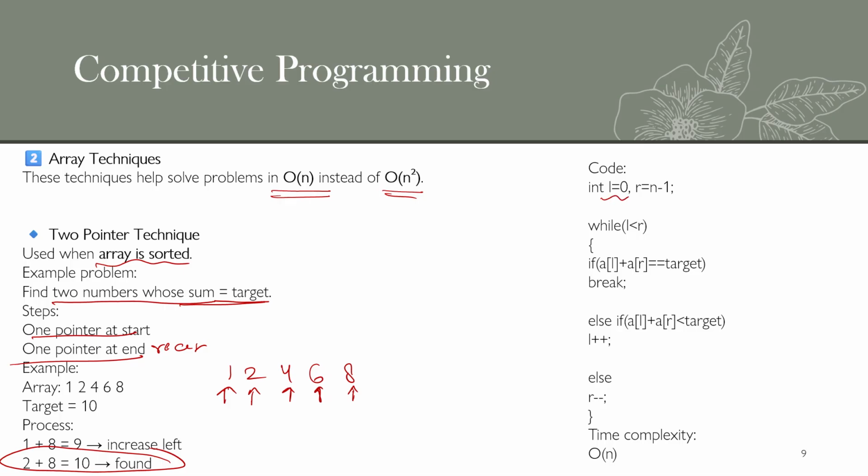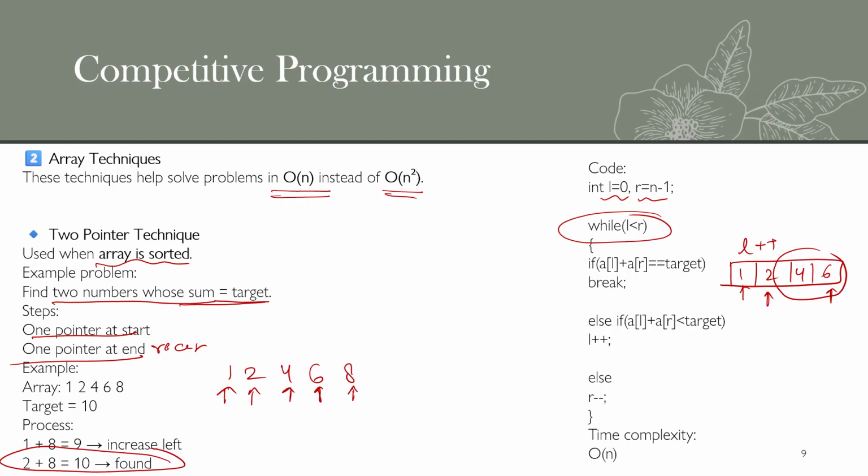One is at start, 0 index, one is at n minus 1 index, till your left is less than your right. If the sum is equal to target, break it. Else, if your sum is less than your target, that means your target would be somewhere around the right hand side. So L plus plus. So now your L will go here.